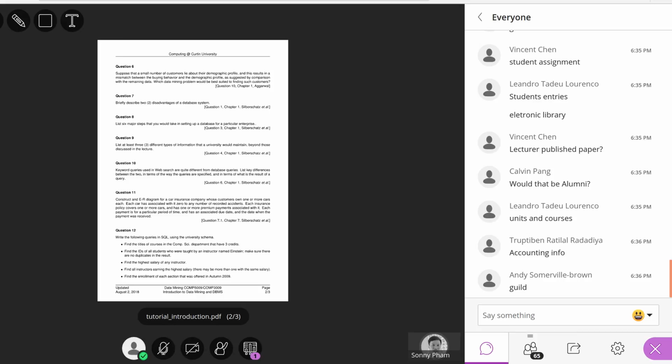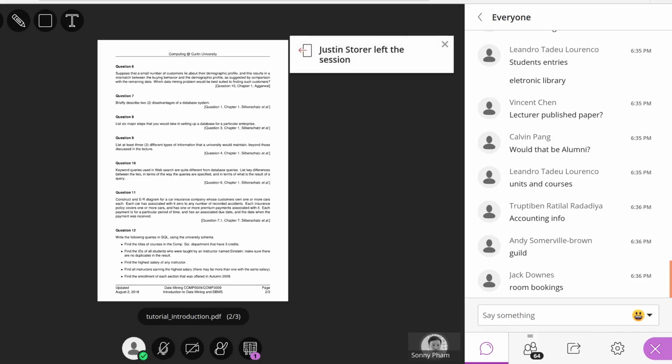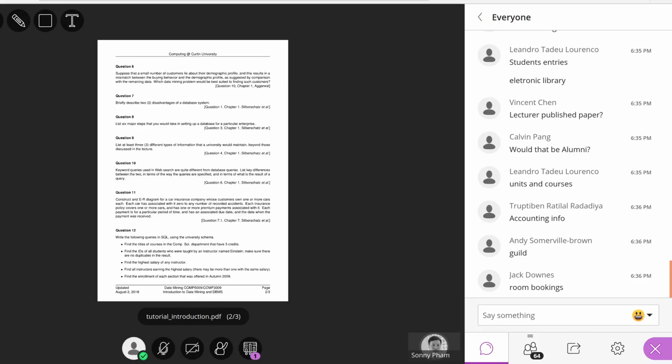Someone suggests libraries, maybe electronic libraries, things that students need to make use of. Information about room booking, Jack, that's great. Do we actually have room booking already? We have time slot. It's related, but maybe another room booking. Yeah, that might be relevant.